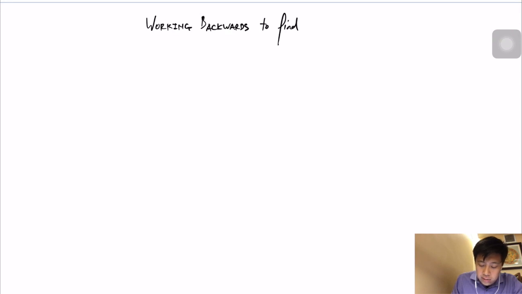Let's write that down. Working backwards to find x values given a middle percentage. And we'll get to what it means.